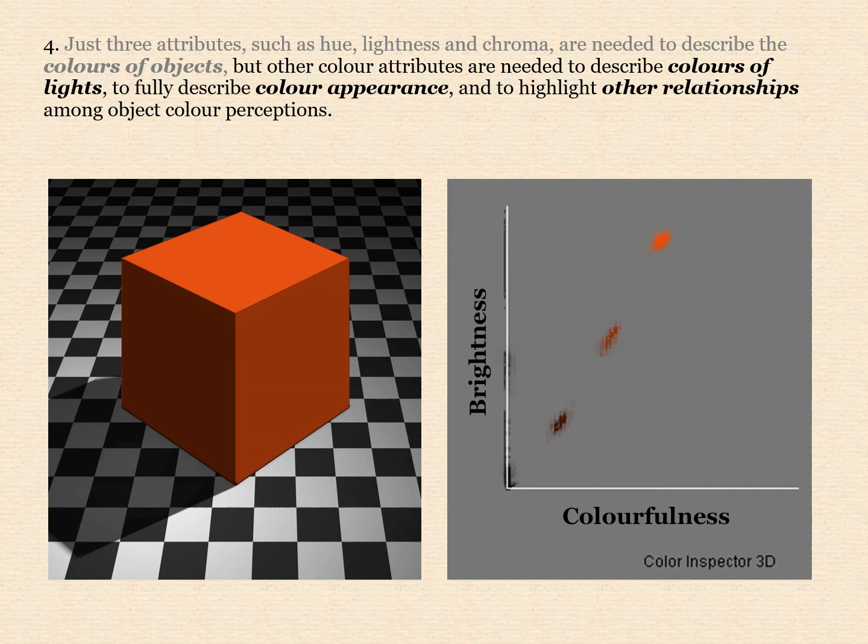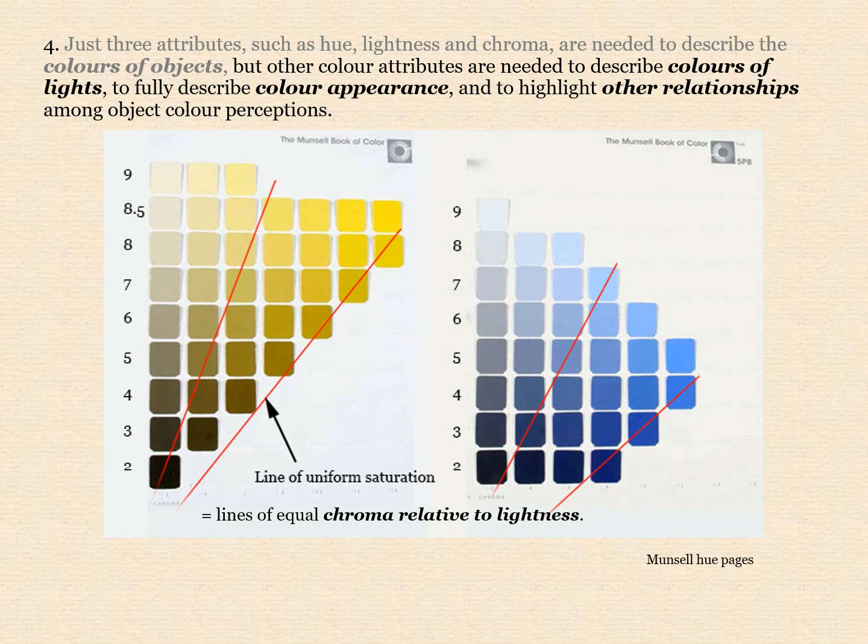In simple lighting situations, this is what we see, and this is very important to us as painters as well, because if we're going to paint that object, we're going to translate the brightness and the colourfulness of the light coming from the object into the lightness and chroma of our paints. And so we'll be using a series of paints following lines like this, radiating from near the black point. There's a slight complication there that I won't go into now.